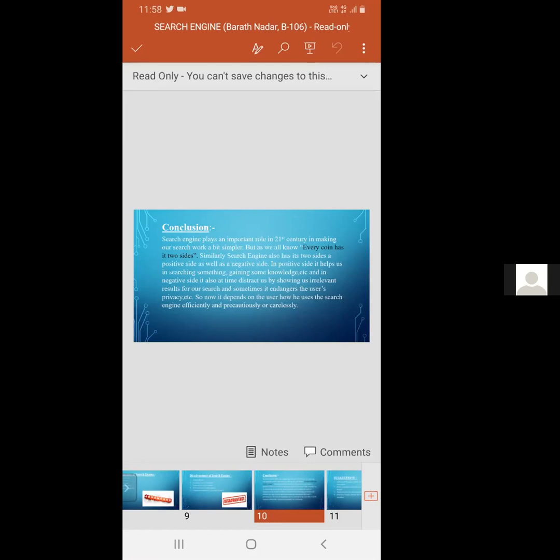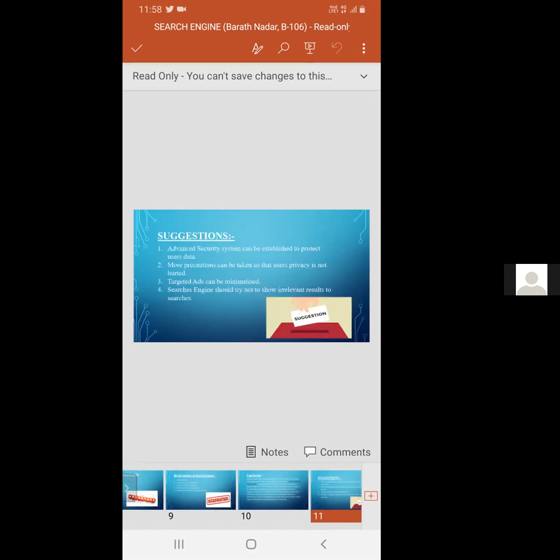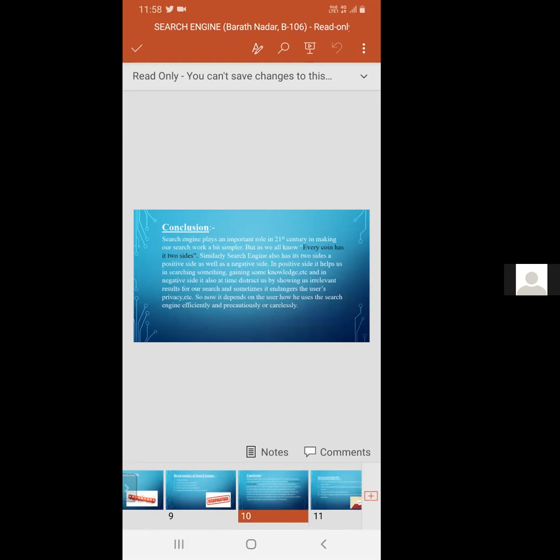In positive sides, it always helps us in finding something and gaining some particular knowledge, and on the negative side we can see that it endangers the user privacy, and sometimes it shows irrelevant results that are not actually required and it distracts us. So now it depends on the user how efficiently he uses the search engine, how precautiously he uses it, or whether he uses it carelessly.